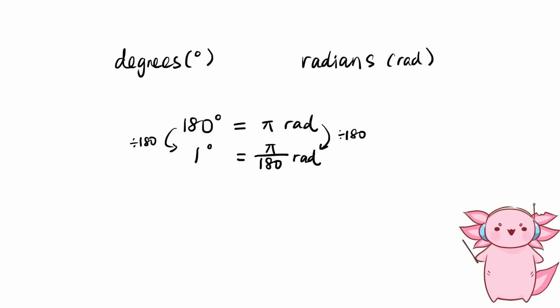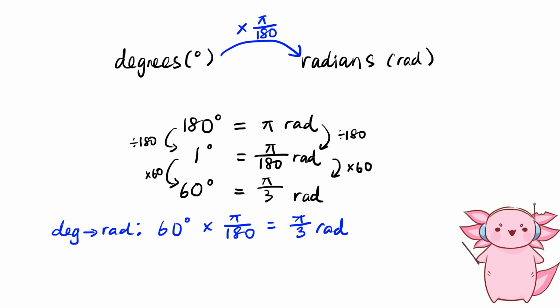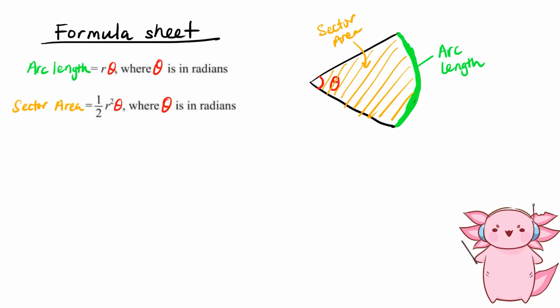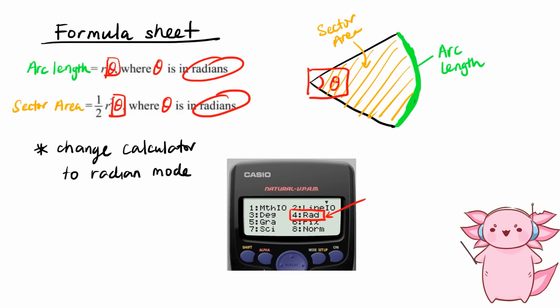Then if you want to find something like 60 degrees, you just multiply both sides by 60 and there you go. Now the magic formula to convert from degrees to radians, we multiply by pi over 180, and the opposite, to convert from radians to degrees, we divide by pi over 180. Even though these two formulas are given in the formula sheet, you must remember that this angle theta here must be in radians, and you have to change your calculator into radian mode.